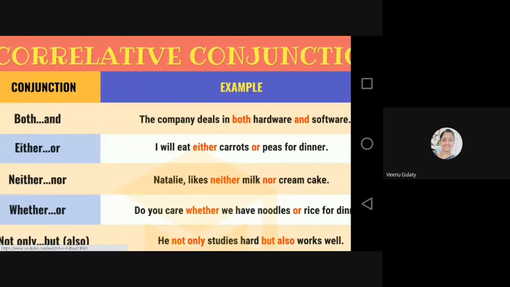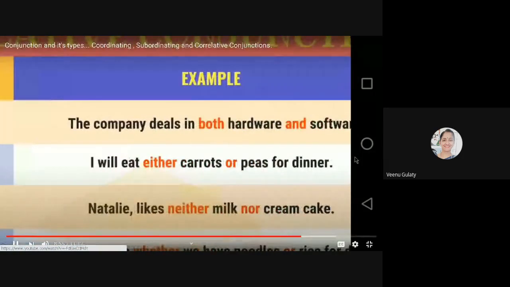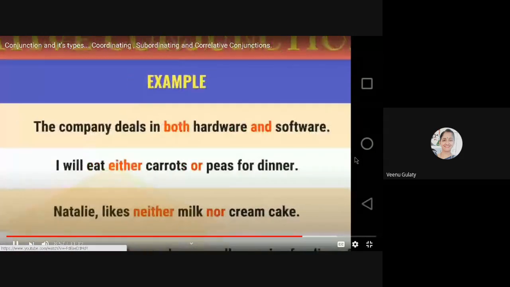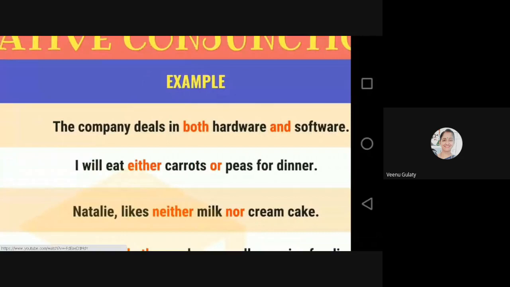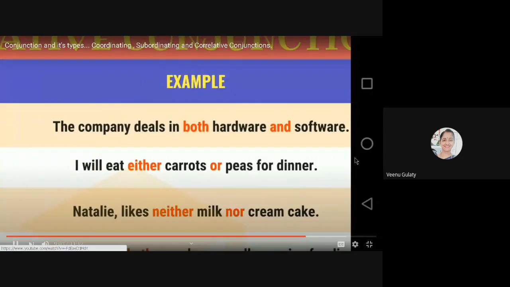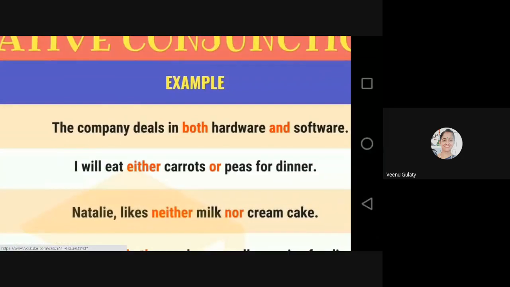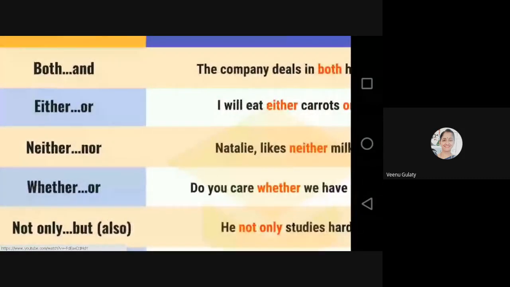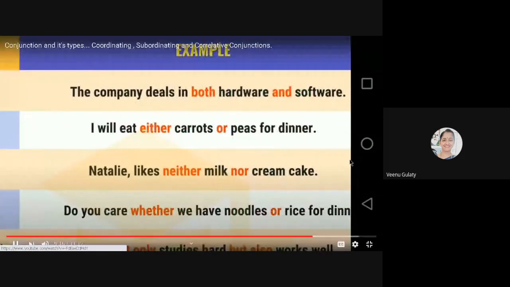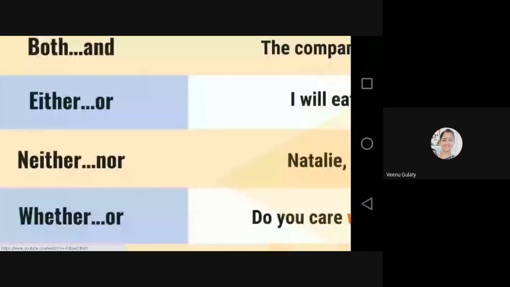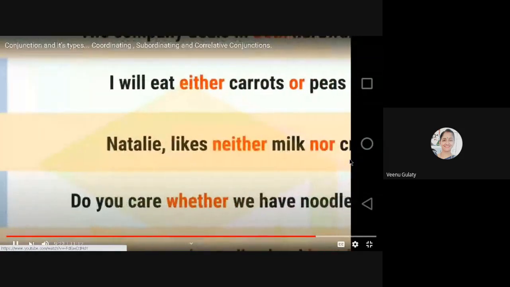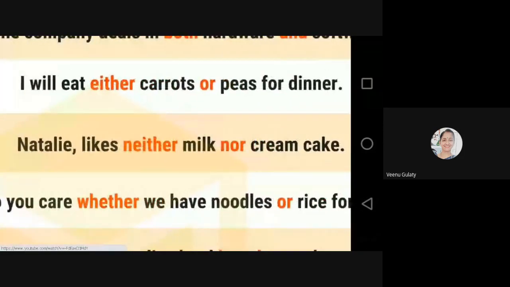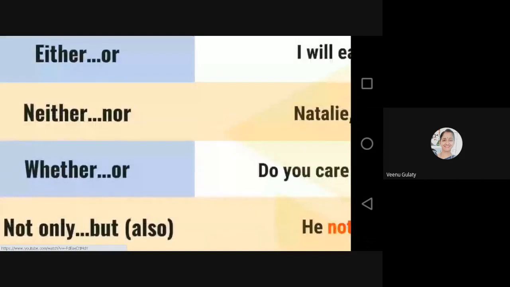Both and, the first one: the company deals in both hardware and software. See here, we can use the correlative conjunction both and. The two conjunctions together in a sentence are called correlative conjunctions. Next, the second one, either or: I will eat either carrots or peas for dinner. Next, neither nor: Natalie likes neither milk nor cream cake. That means she doesn't like both. Neither nor gives a negative meaning.